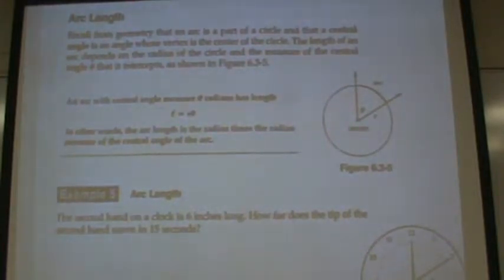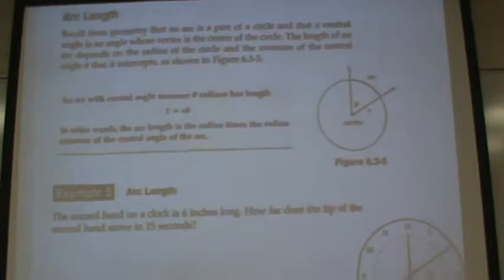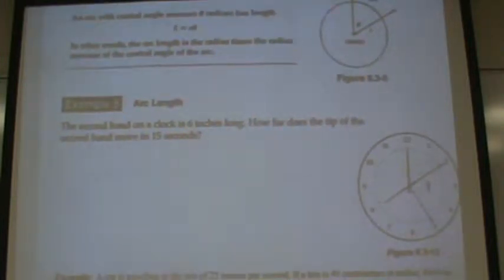As you see below, to find the length, or your arc length, you're going to use L equals R theta, where R is your radius and theta is your central angle measure. And the measure needs to be in radians. So we're using radians as opposed to degrees.